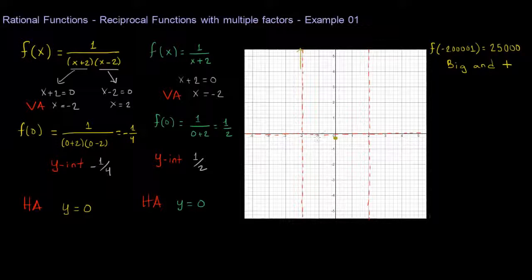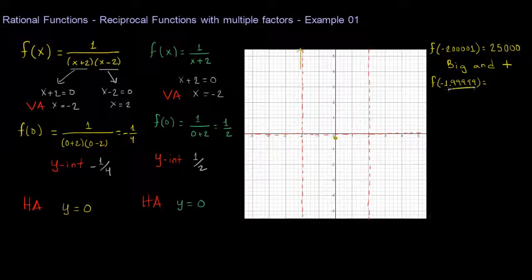Now I'm going to do just the same with a number that is slightly bigger than negative 2. So I'm going to evaluate f of negative 1.99999. Here I already have the result for this, and I think you will notice something interesting.